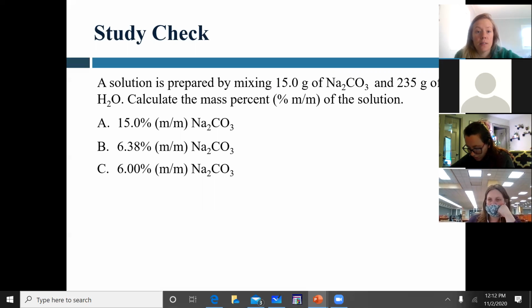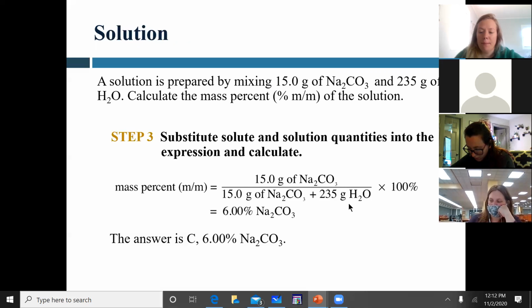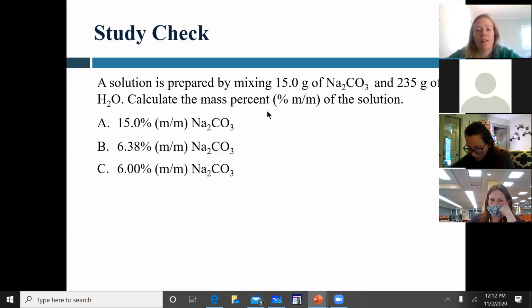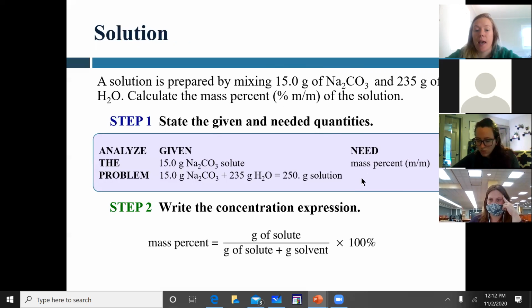Okay, so for this one, this is a situation where you've got to read the problem. The solution is prepared by mixing 15 grams of this and 235 grams of H2O. So it doesn't give you the mass of the solution. It gives you the mass of the individual things. So we're going to want to take the mass of our solute and divide it by these two components added together, right? Because our bottom value is solute plus solvent. So 250 grams of solution in total.